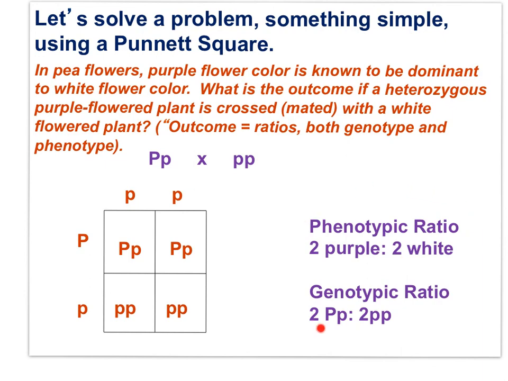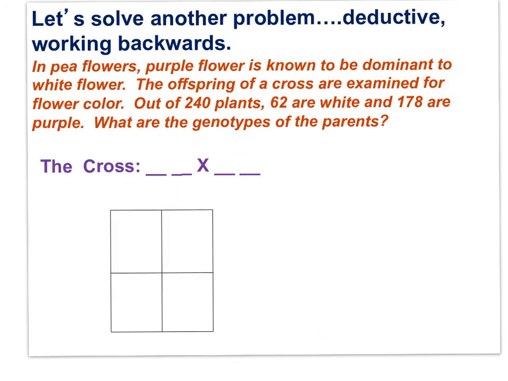Here are the phenotypic and genotypic ratios. I'll let you spend a bit of time with this slide to ensure that you understand how this phenotypic ratio emerged from this cross and this genotypic ratio emerged from this cross. Let's solve a problem backwards, working to get at the question that's been asked.